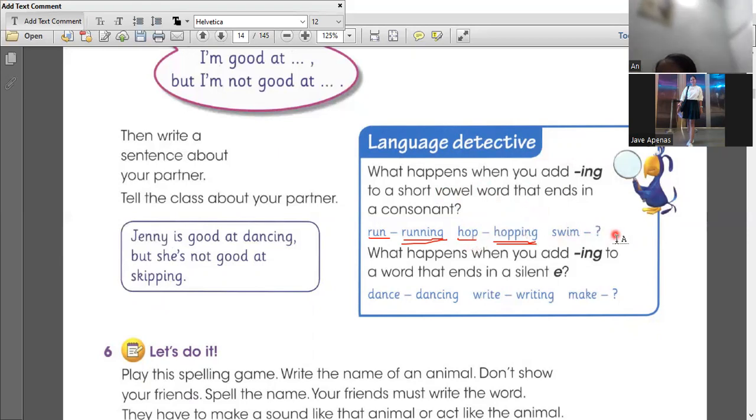So run, running. What about the word walk? What is the correct verb if we add ing? Walking. Correct. Another one is what happens when you add ing to a word that ends in a silent e. That means when you read the word, you're not going to pronounce the e sound, like dance. When we add ing, we say dancing. And writing. Make, making. Correct.